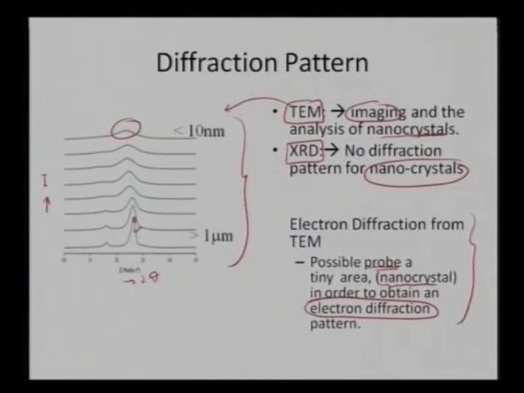diffraction pattern. So in XRD, overall many grains contribute to the diffraction peak, but in electron diffraction, I can let a small beam of electrons interact with a particular nano grain, and I can get a diffraction pattern out of it. So that is the advantage of transmission electron microscopy over X-ray diffraction.